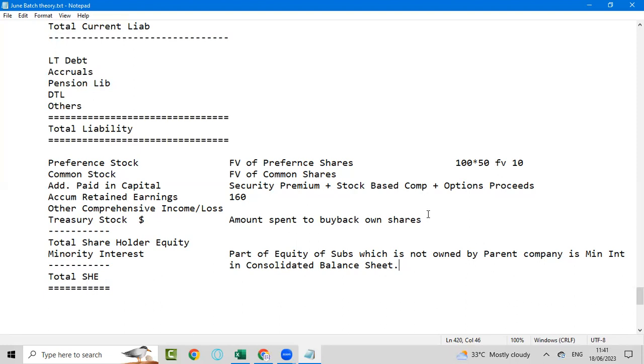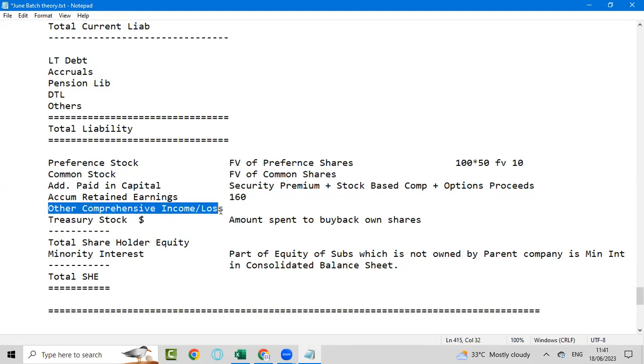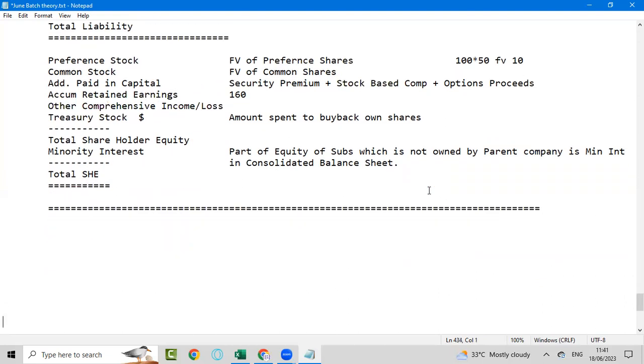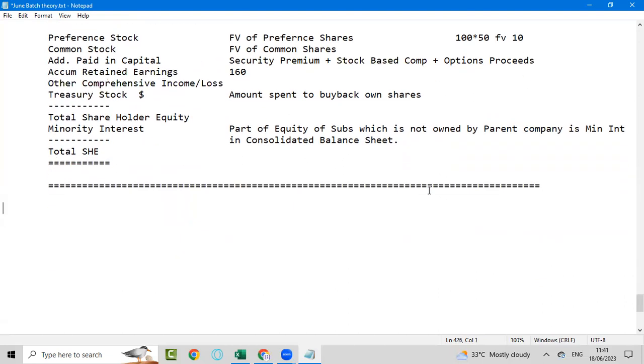Done, everyone? Next, we have cash flow statement. So what we are left to discuss? We have to discuss about other comprehensive income loss. We have to discuss about stock-based compensation. These two items we have to discuss, right? So we'll talk about this. Let's take a look at cash flow statement now.